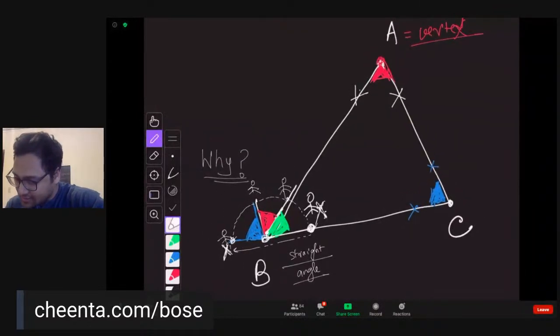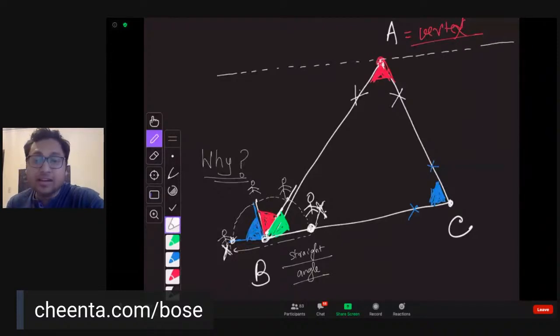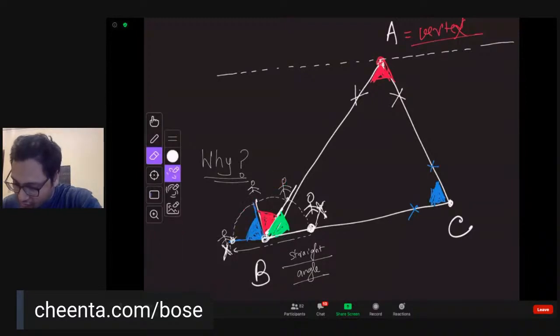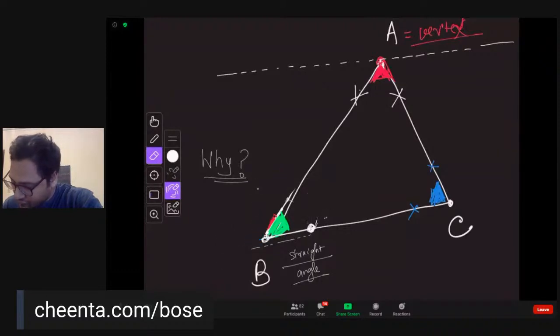What we will do is we will take a straight line like this and run it parallel to BC. Or we can do something else actually. Let's remove all these little parts. Forget about that.